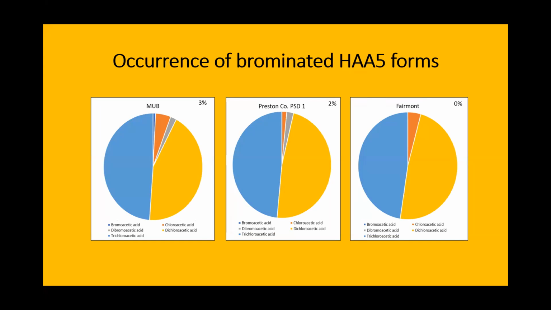Overall, we found that on average, 22% of the THMs were brominated and less than 2% were brominated for the haloacetic acids. The levels of these forms also indicate that the majority of the disinfection byproduct issues for these facilities stem from the chlorination process rather than bromide contamination in the source water.